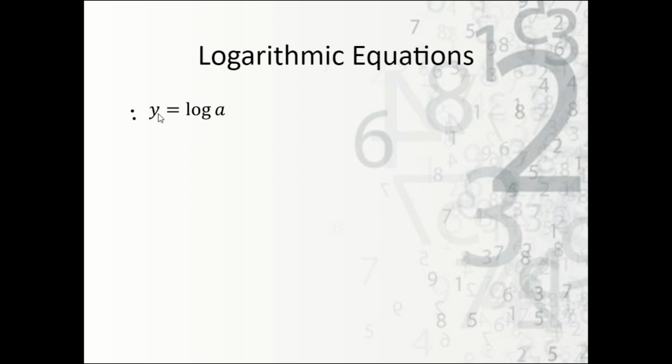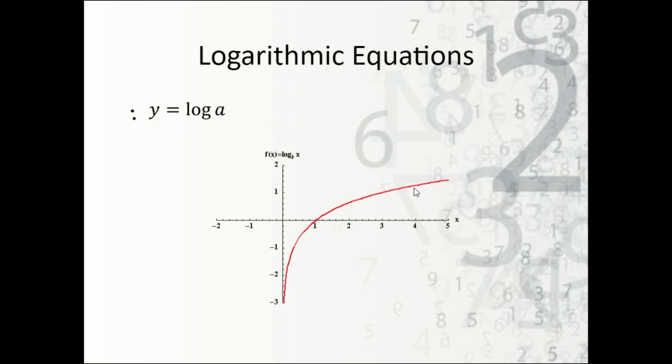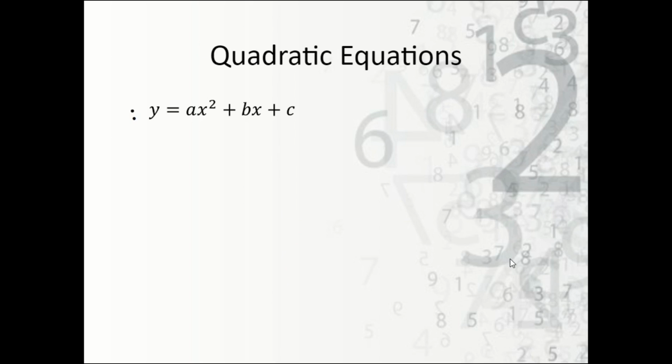Logarithmic equations look like y equals log of a, and it should look like this, some kind of curve like this. Notice the difference between a log equation and an exponential equation is that the asymptote for a log goes vertically, and the asymptote for an exponential function goes horizontally. Quadratic equations look like y equals a times x squared plus bx plus c. And when I graph it, it forms a U shape.